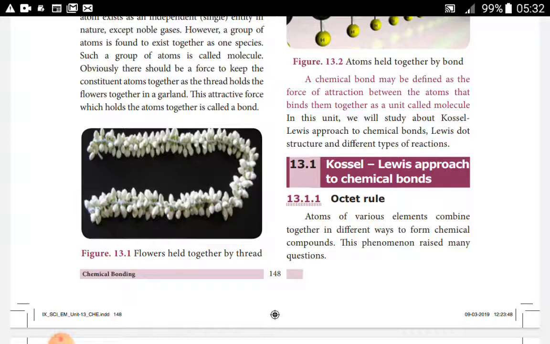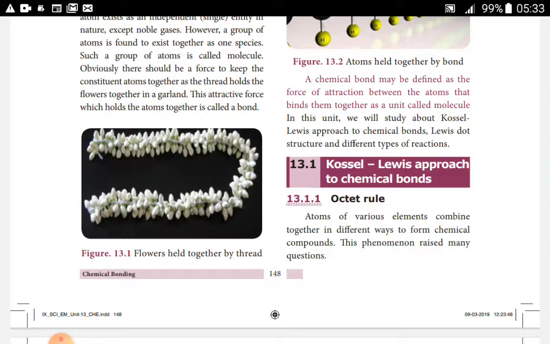Also, you learned the definition of a chemical bond. That is the force of attraction between the atoms that binds them together as a unit, called a molecule. Also, we learned about the octet rule. The octet rule is the tendency of an atom to have 8 electrons in the valence shell, attained by losing or gaining electrons from the valence shell.